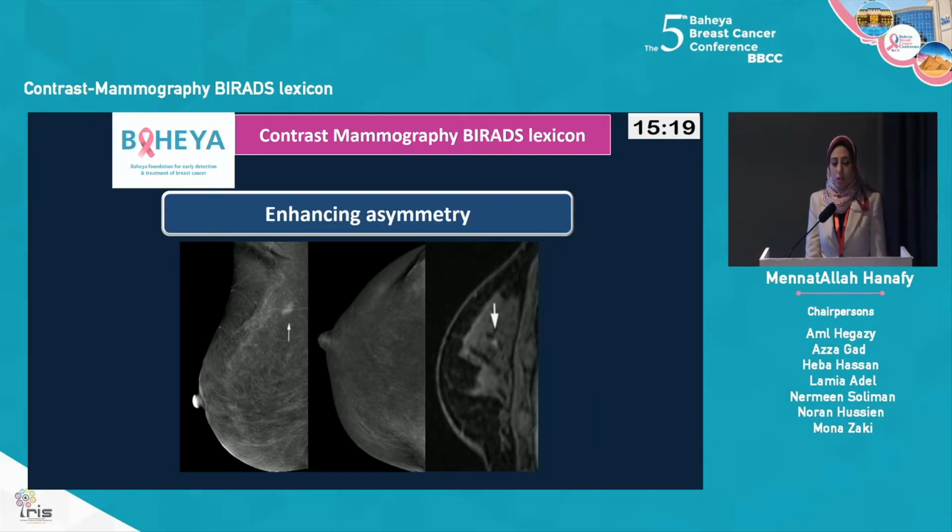Enhancing asymmetry is a new term added to the contrast-enhanced mammography BI-RADS lexicon. It refers to an enhancing lesion seen only in one view, not in the other view. As in this case, an enhancing asymmetry is seen in MLO, but not seen in CC view. In MRI, it appeared as an enhancing mass lesion, and biopsy was performed to reveal invasive duct carcinoma.